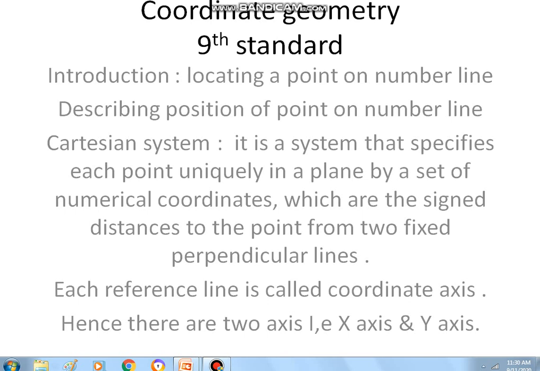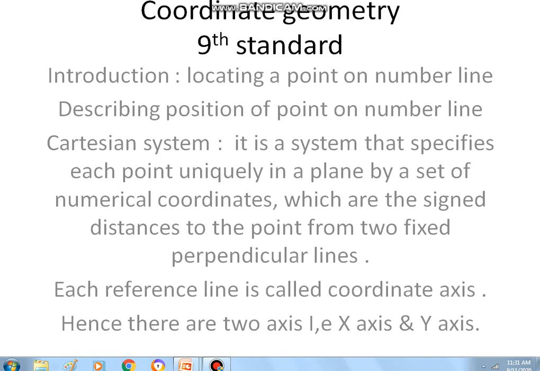In the same way, a Cartesian system is a system that specifies each point uniquely in a plane by a set of numerical coordinates, which are the signed distances to the point from two fixed perpendicular lines. In a Cartesian system, we draw two lines perpendicular to each other. From those two fixed lines we assign the different points, and each reference line is called the coordinate axis.